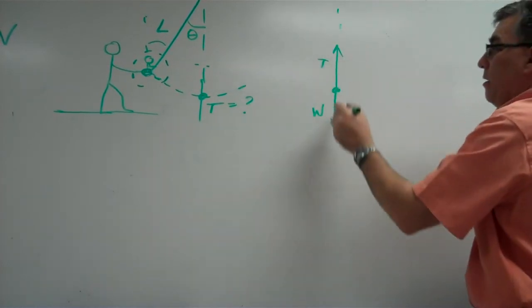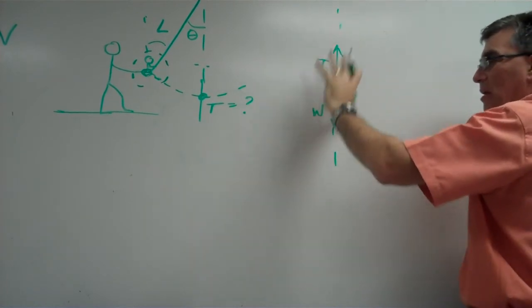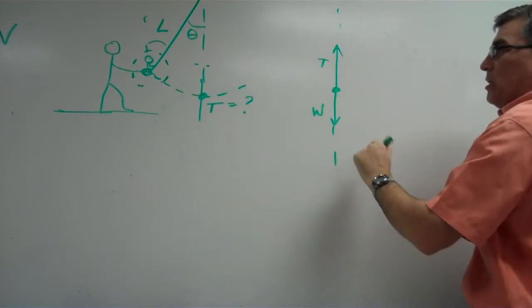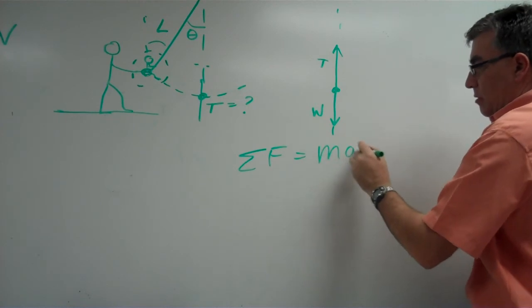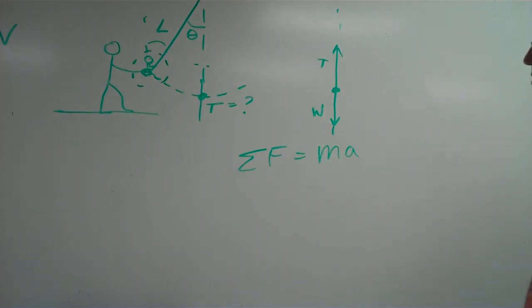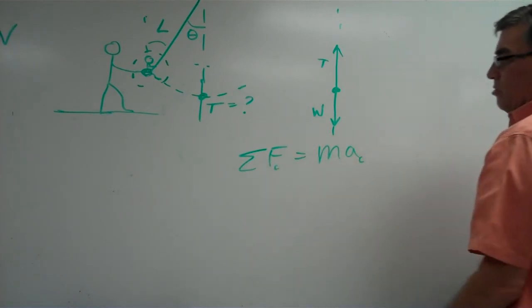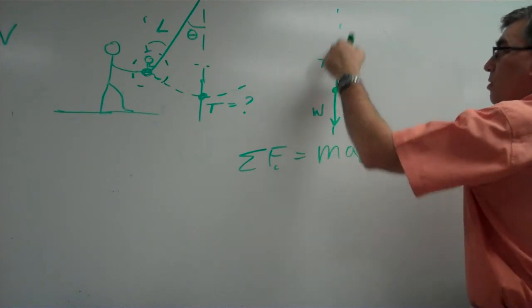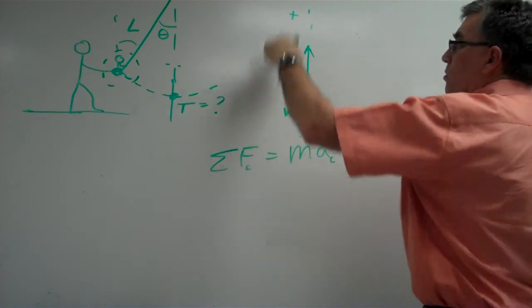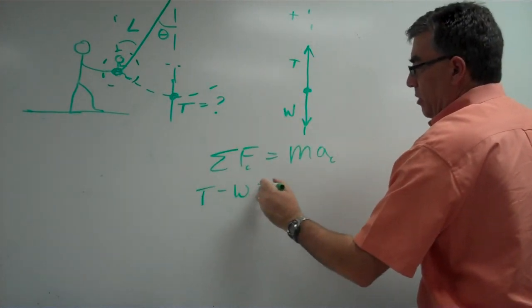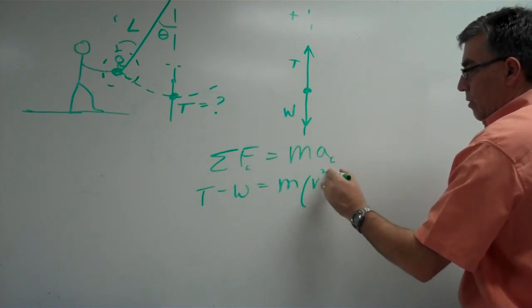Now, in this scenario right here, when it's going in a circle, I don't really call it x or y. I just say the sum of the forces causes the mass to accelerate. But since it's going in a circle, this acceleration is centripetal. So I'm going to call that a centripetal force. And so this is positive. You always make toward the center of the circle positive. So the net force going toward the center would be T minus W equals m times the centripetal acceleration, which is v squared over r.